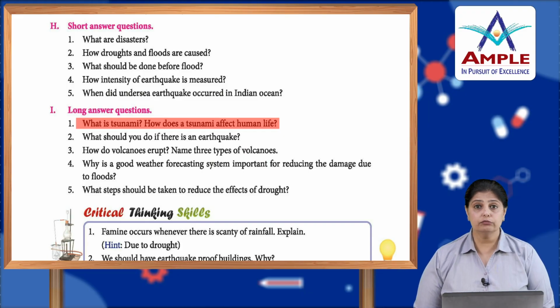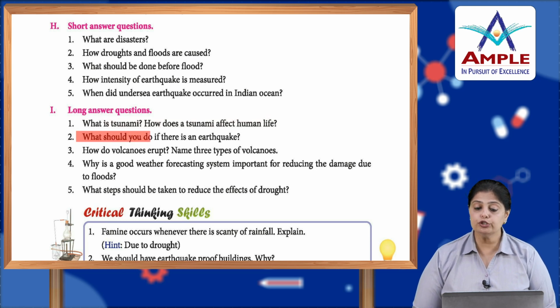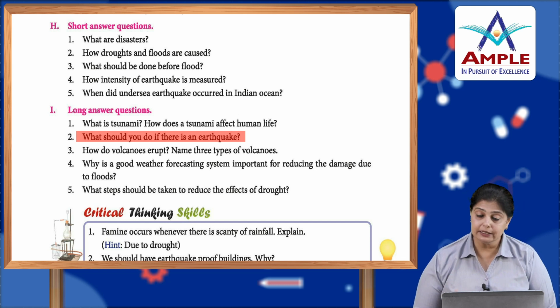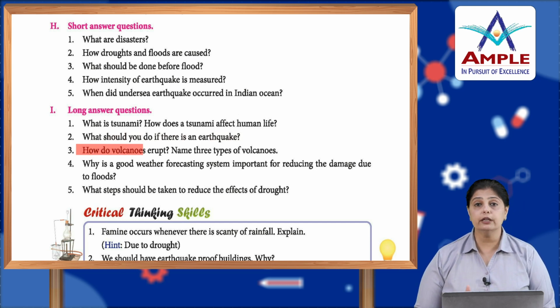Okay, so elaborate this and write in detail. What should you do if there is an earthquake? So, in case of an earthquake, what are the precautionary measures that you must take? How do volcanoes erupt? And name 3 types of volcanoes. What are the different types of volcanoes and how does a volcano erupt?